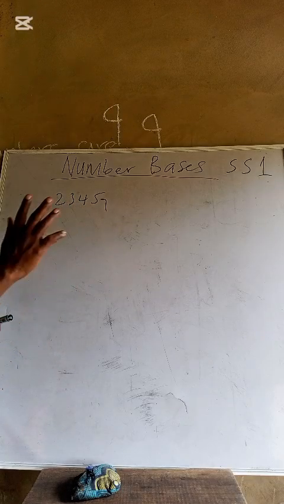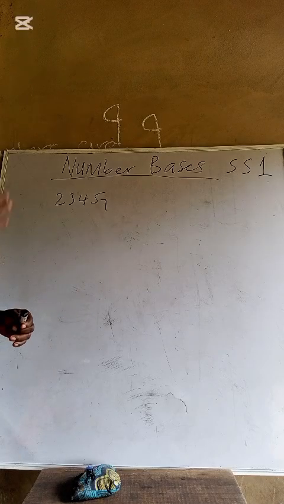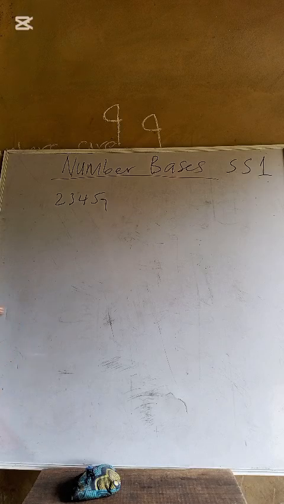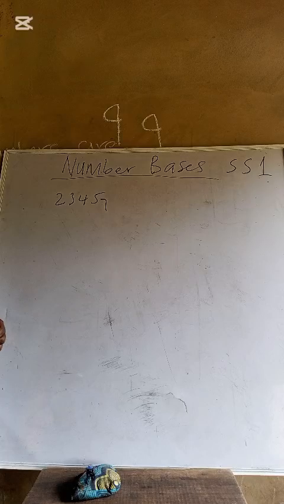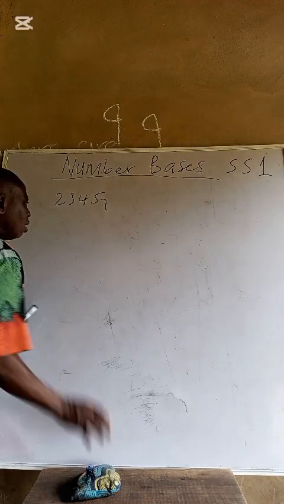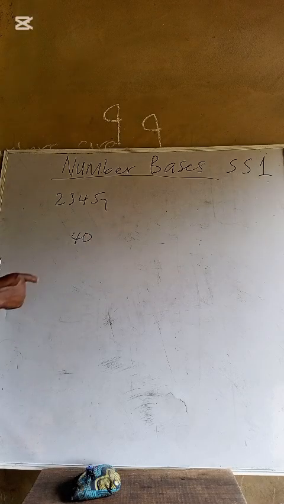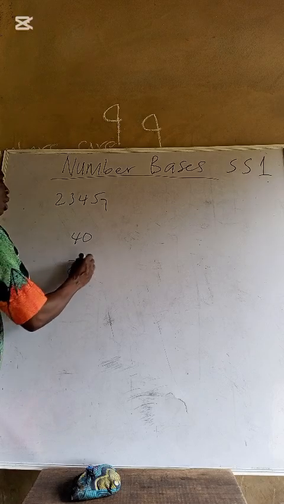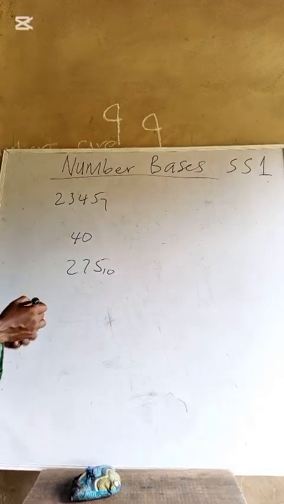Even our daily transactions, our account balance, our age, anything you want to talk about involving numbers, we are dealing with number base. But the base we are dealing with is base 10. In all cases, they don't normally write it. That's why when you see 40, it is in base 10, either it's written or not. When you see 275, it is in base 10, either it's written like this or not.